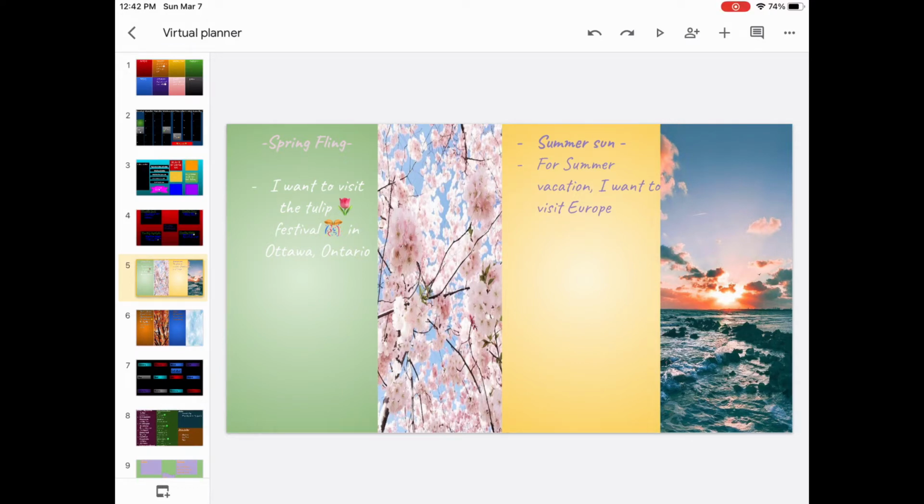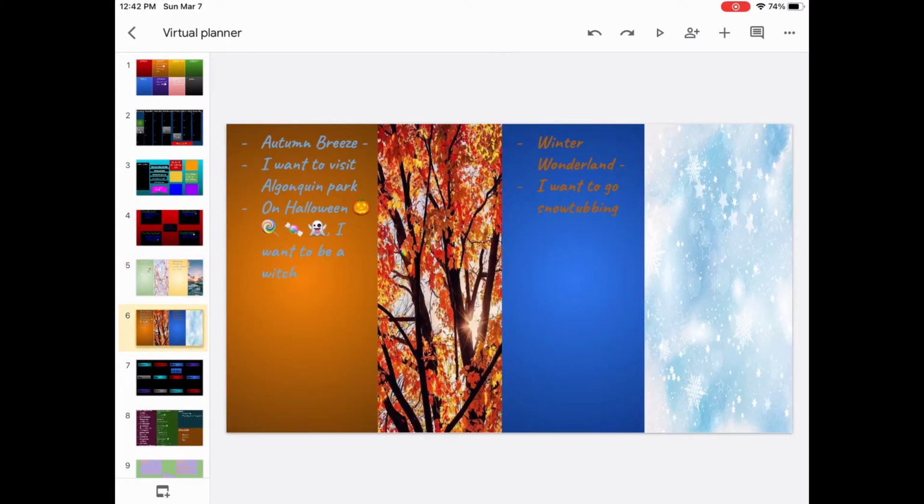And I made this because there are some people that are not organized at all and they want to try to be organized. So this is a great start for you to be organized if you have work and a lot of things to do. Okay, the same thing here, autumn breeze, winter wonderland.